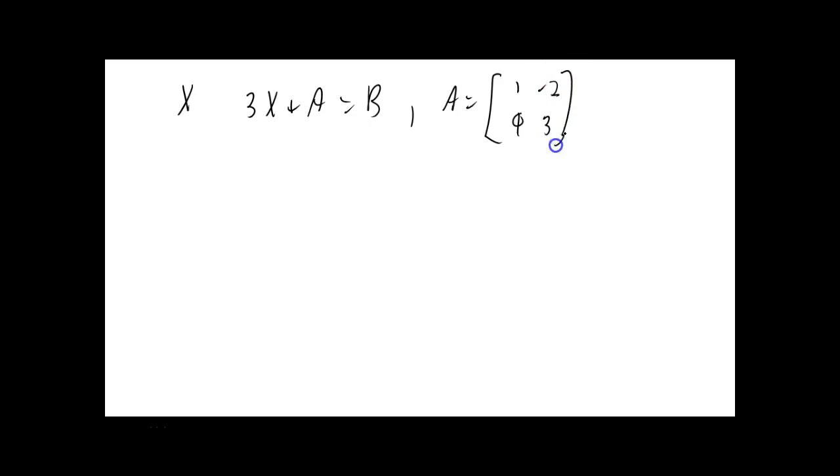Solve for X in this matrix equation. 3X plus A is equal to B. X being capitalized like that is a matrix, not just a variable. Where A is 1, negative 2, 0, 3. And B is, better also be a 2 by 2, negative 3, 4, 2, 1.